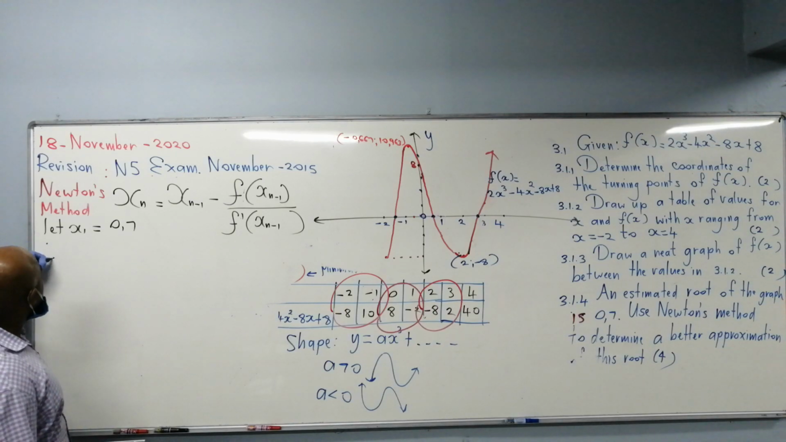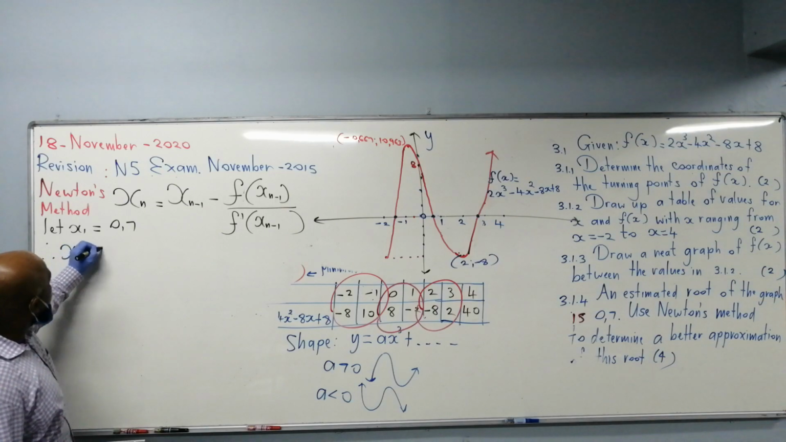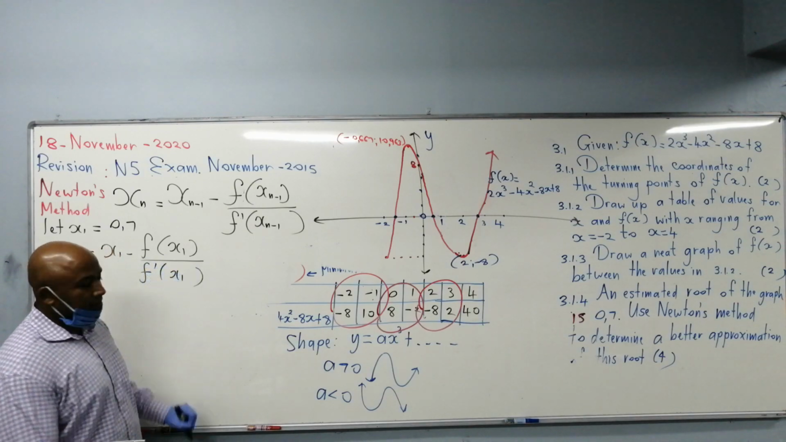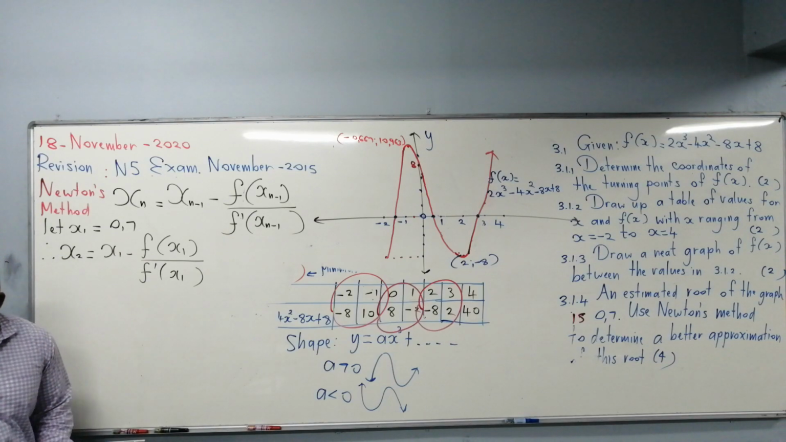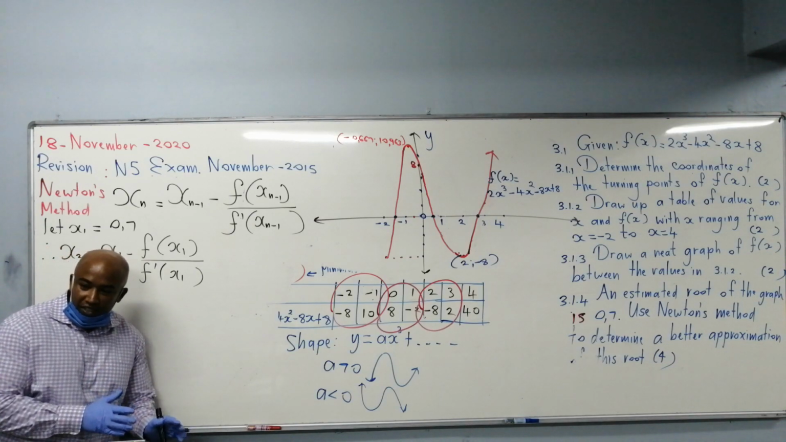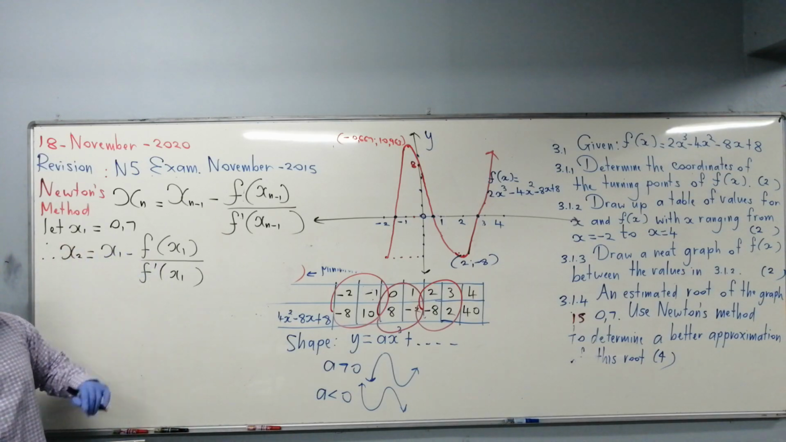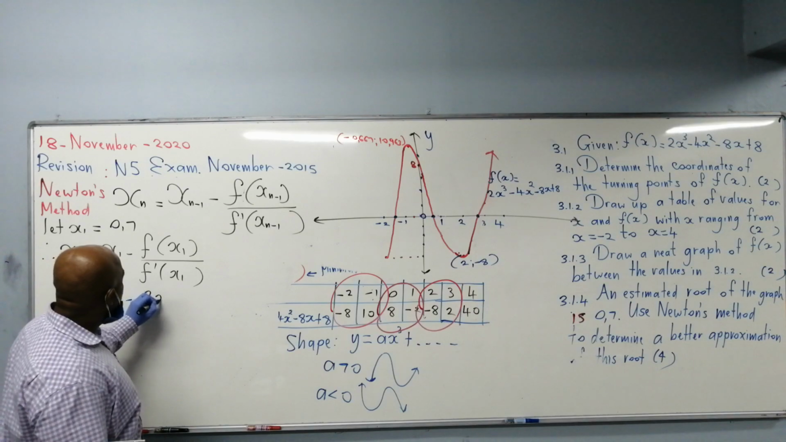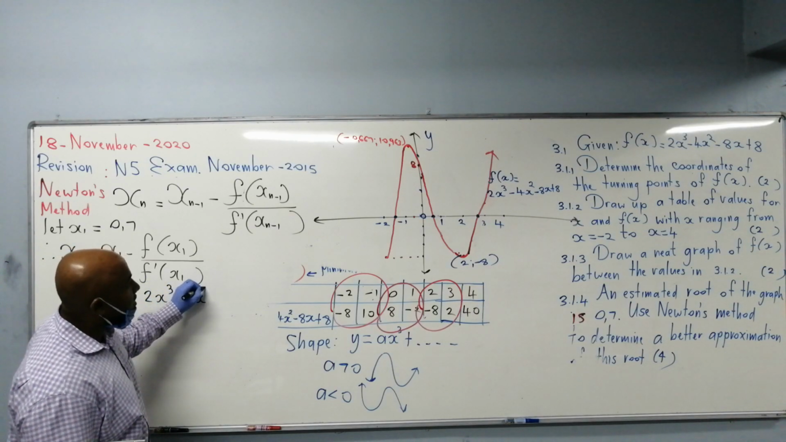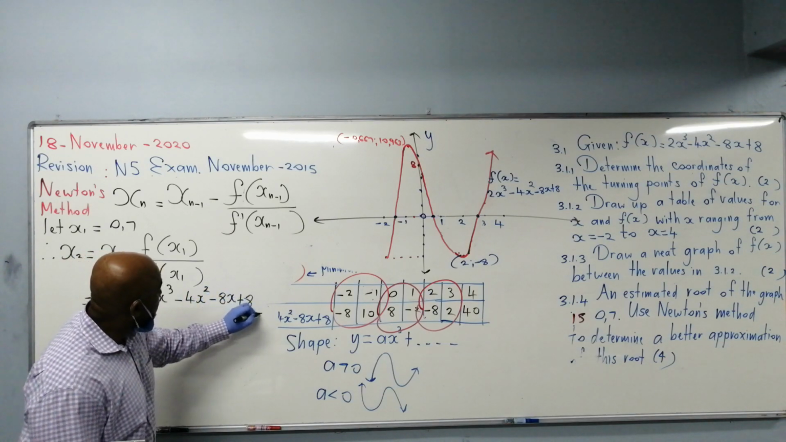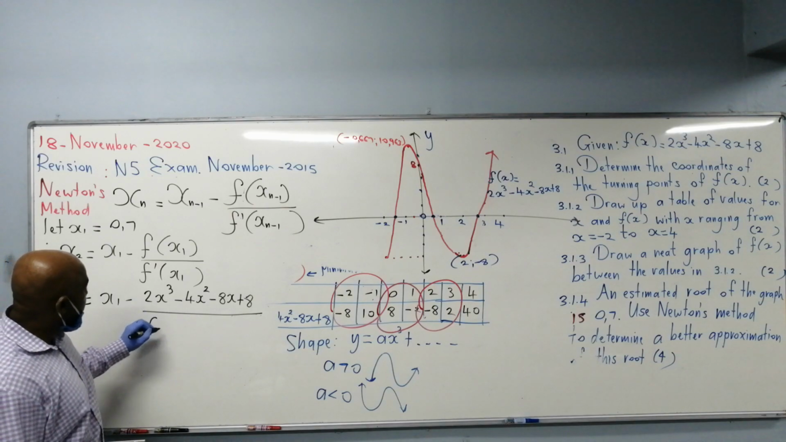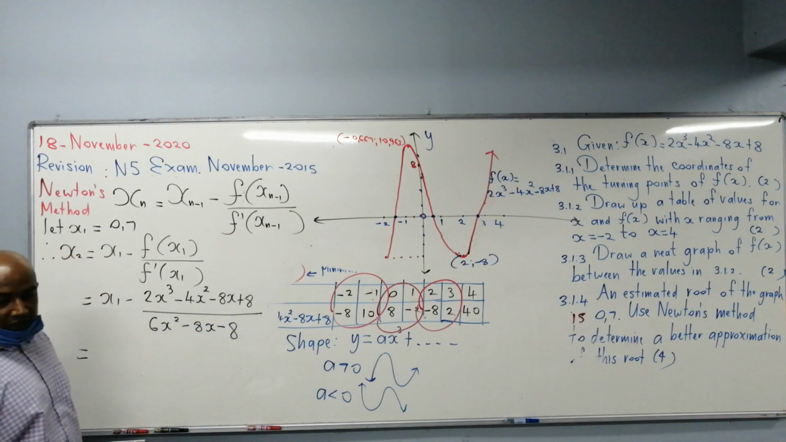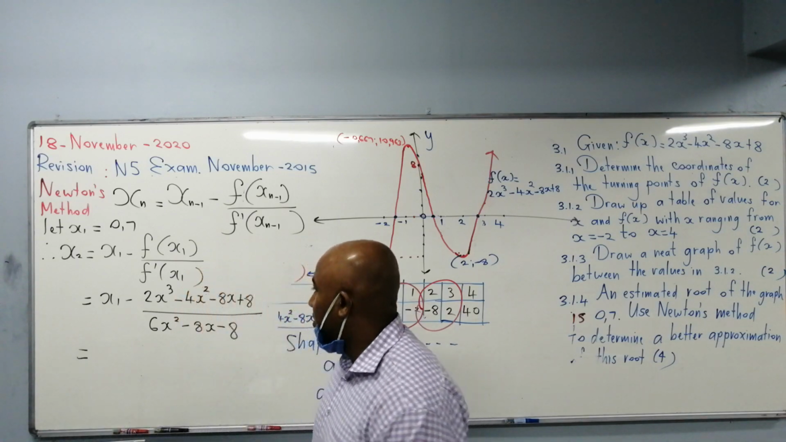Okay, so therefore x2 is going to equal x1 minus f of x1, all divided by f prime x1. x2 is my next estimate. In order to find the next estimate, I need to use a previous value which was given to me, which I'm calling x1. So now, x1 minus, what is f of x? f of x is 2x cubed minus 4x squared minus 8x plus 8, all divided by f prime x, which is 6x squared minus 8x minus 8. Now you just substitute this value into this.